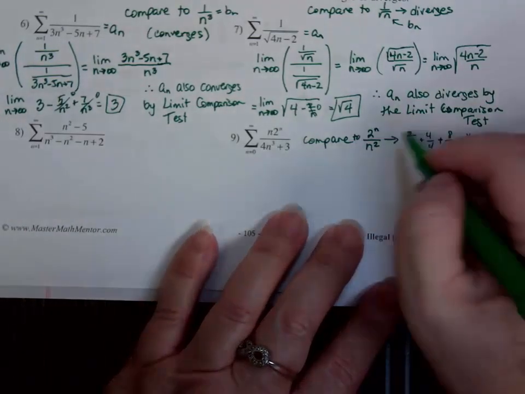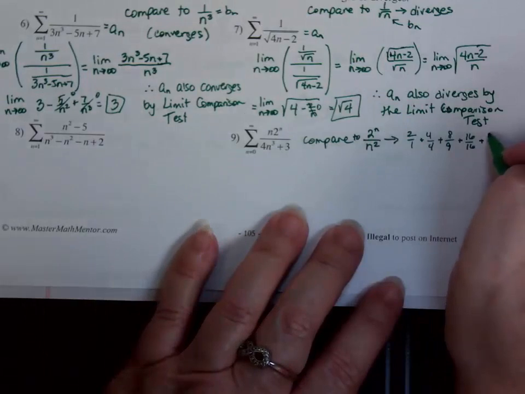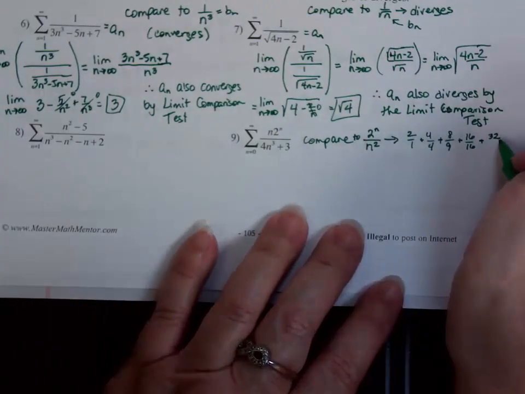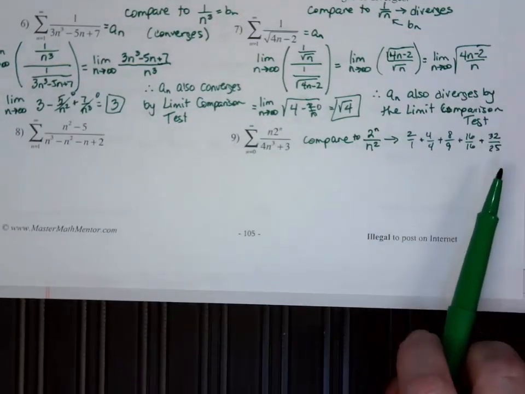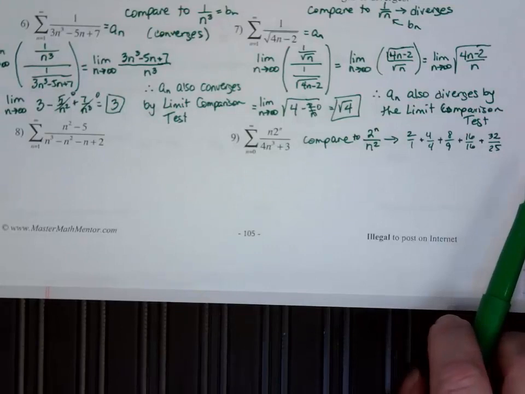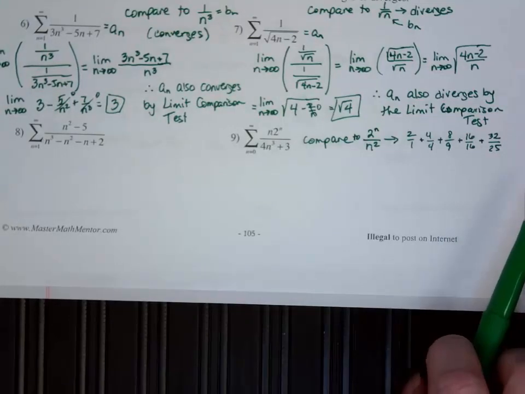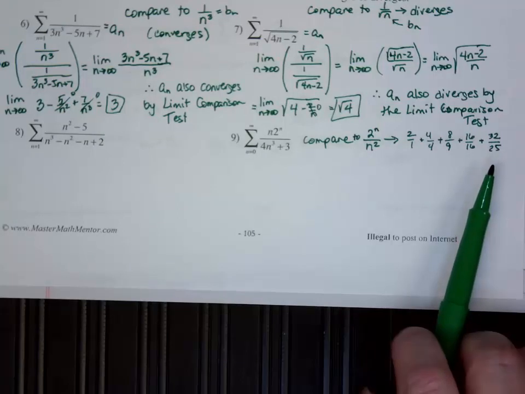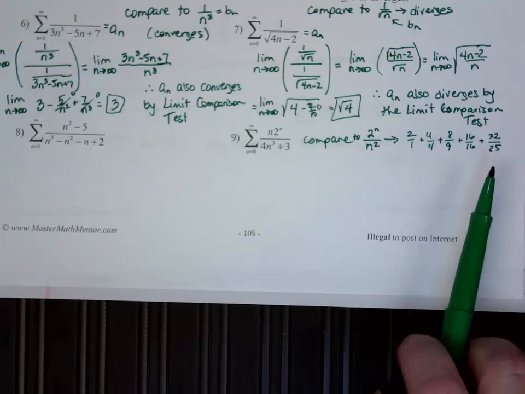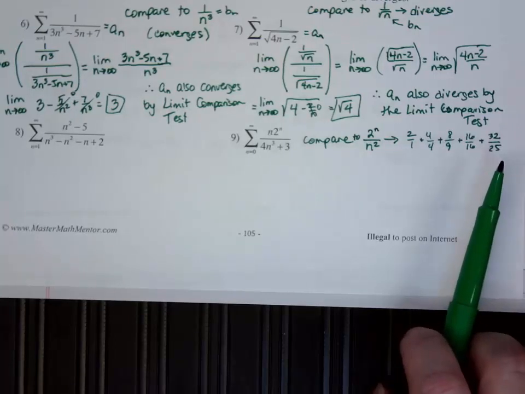What's 2 to the 5th? 32. What's 5 squared? 25. Okay, now top is bigger than bottom, agreed? On the next one, will top be bigger than bottom? Top's going to be 64, bottom's only going to be 36. So it diverges. It is going to diverge. The top is bigger than the bottom, so the fractions are going to be top heavy, which means it's going to diverge.